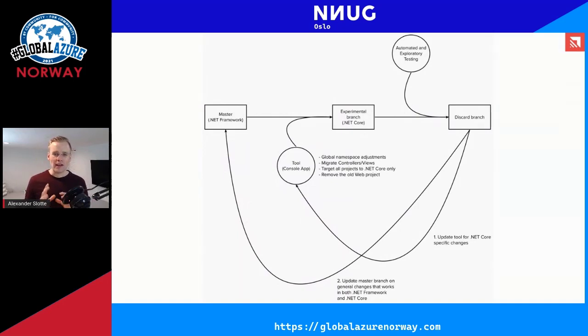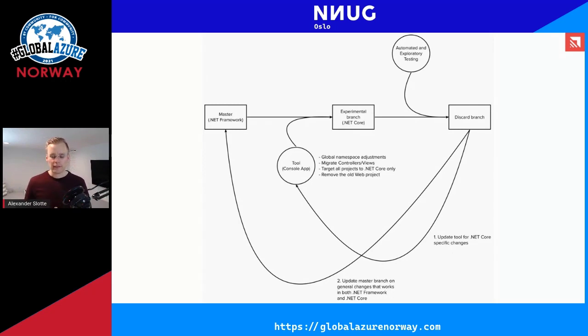But basically here to the left, we had our master branch in .NET Framework, right? And what we did is we created a very small console app that could run against our branch, and using regex and other things, convert our web app to .NET Core. Basically it will take everything from an old product and move it over to a new product, and while doing it, it would convert things that are common.